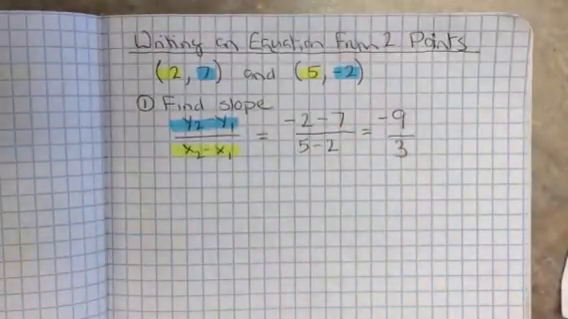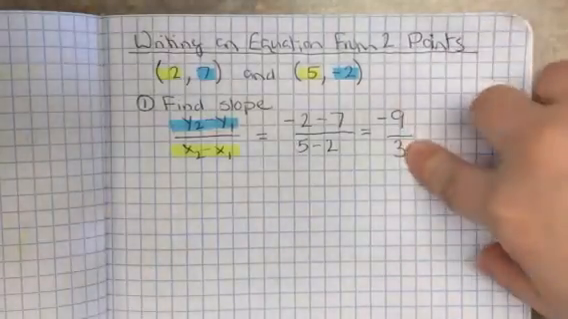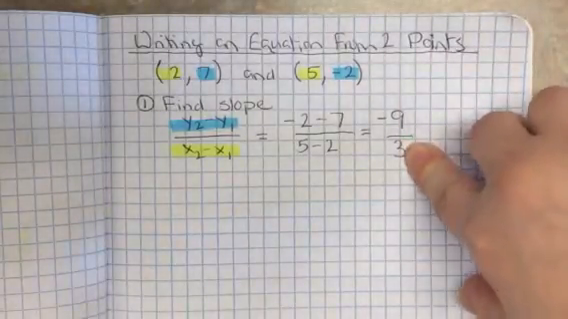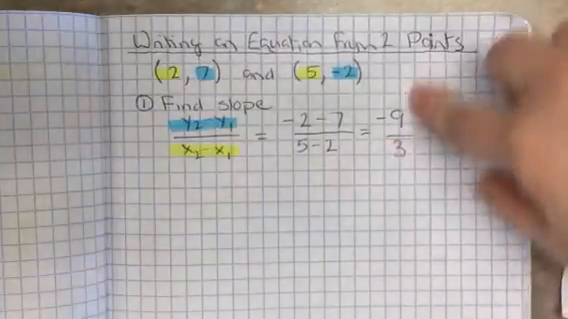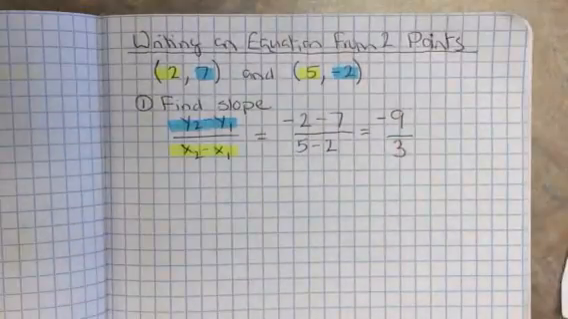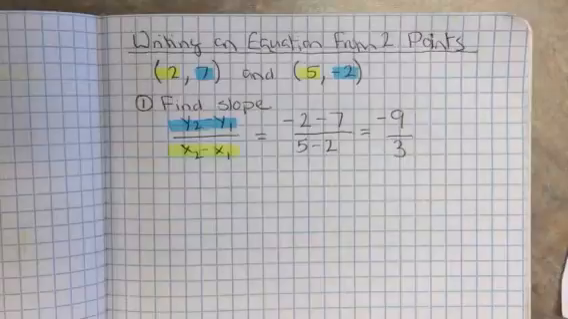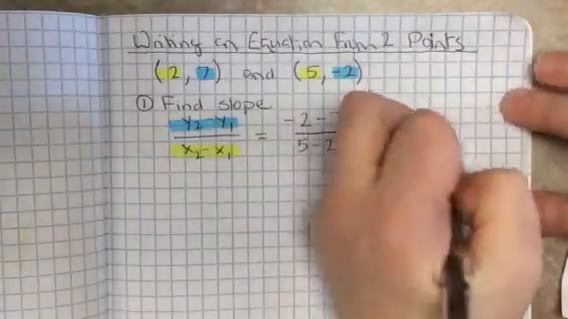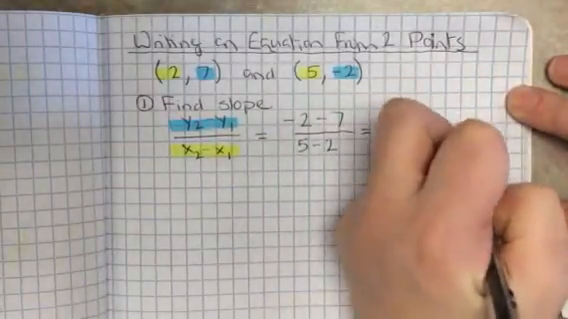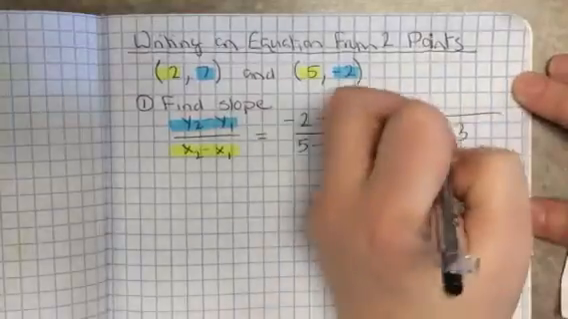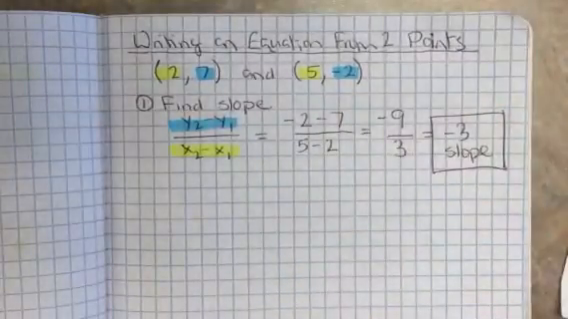So basically what we just figured out is I'm going down 9 and I'm doing it in 3 hops. So I have to do -9 divided by 3. And what is -9 divided by 3? There we go. -3. That's my slope. I'm going to put a box around that because that number is important, right?